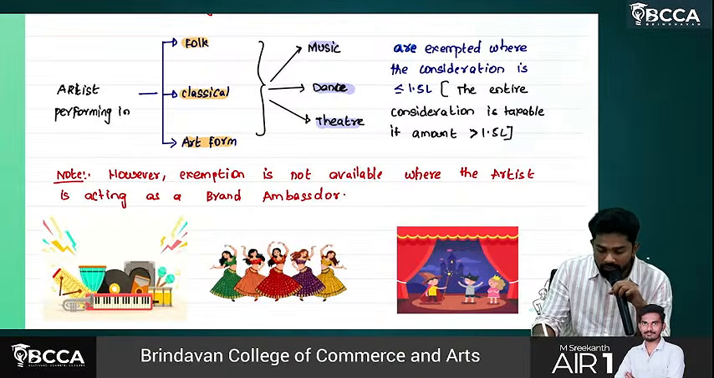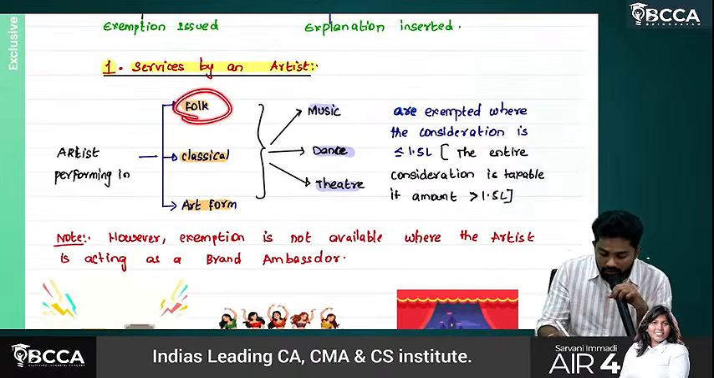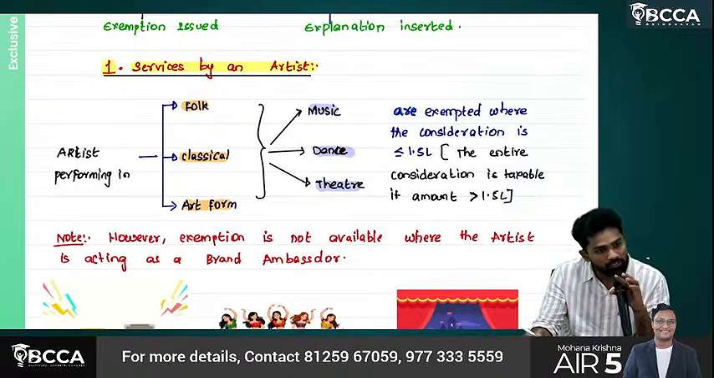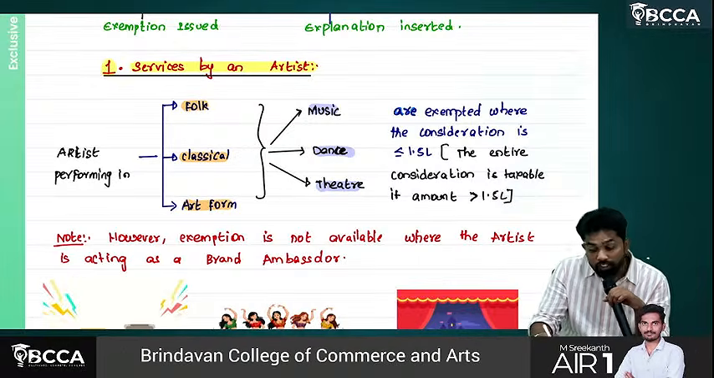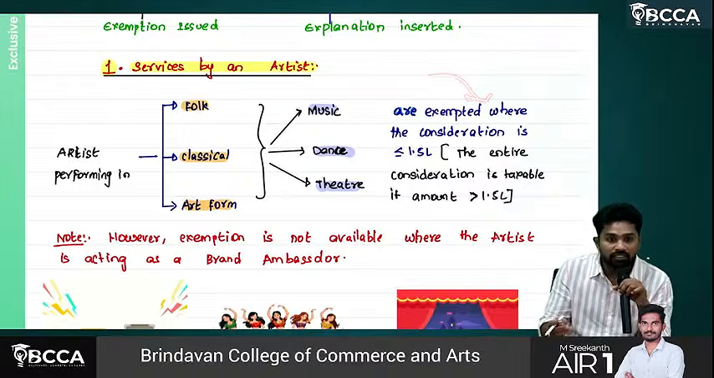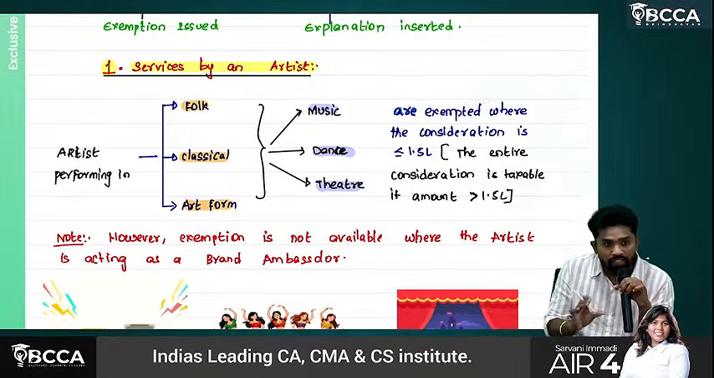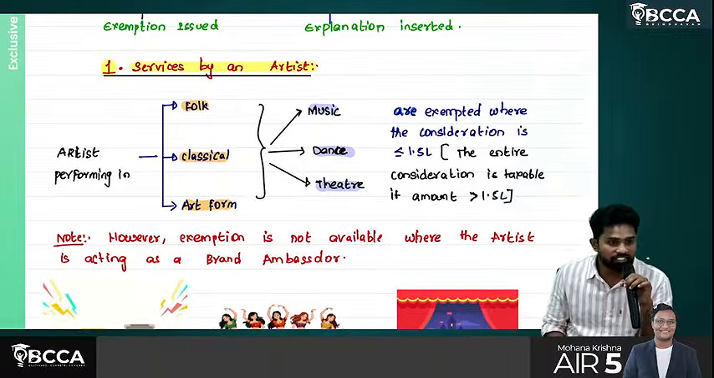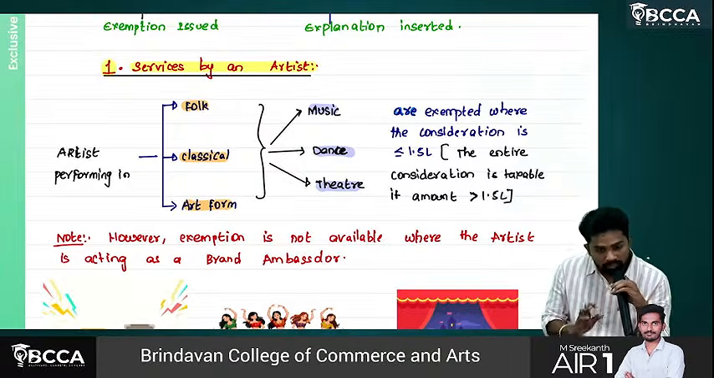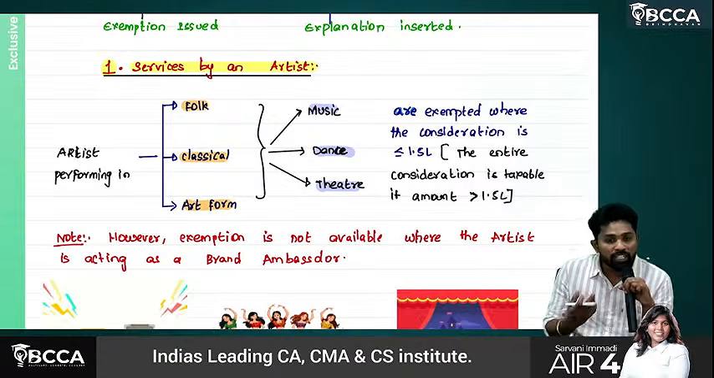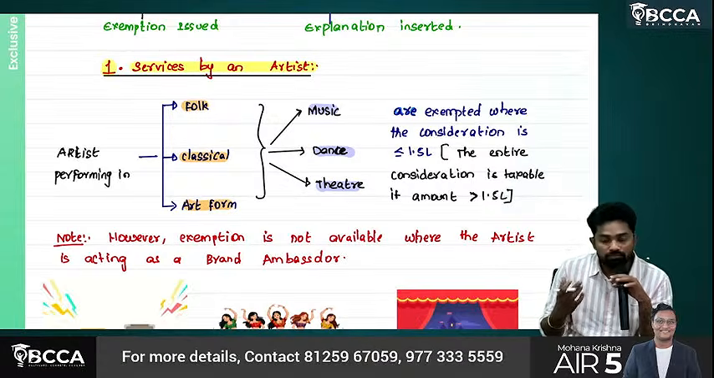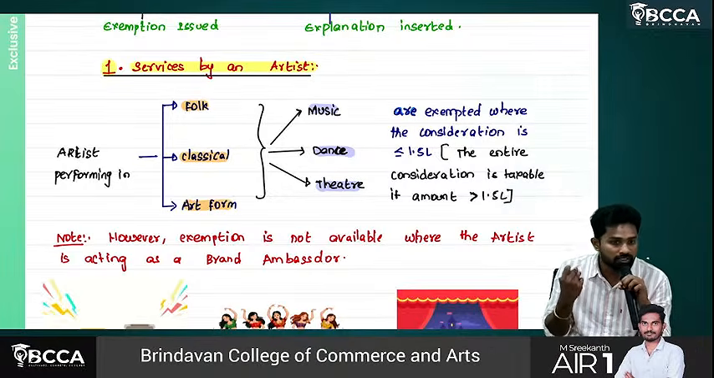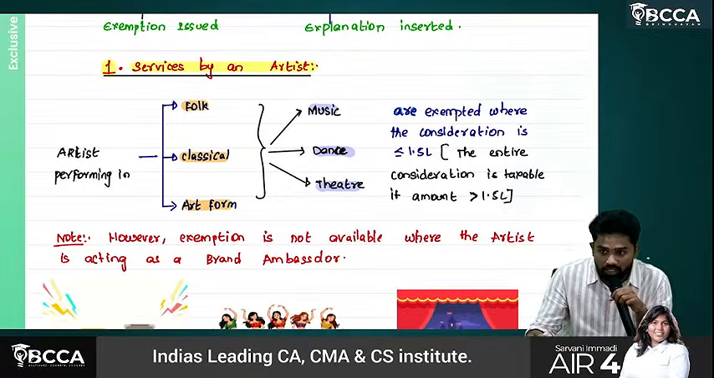Brand ambassador means what? Sir, he or she is like a professional classical dancer. For performing the classical dance, if they earn any remuneration for a show or an event, if it is less than 1,50,000, it is exempted. But with that popularity, if they have been promoting a particular brand, acting as a brand ambassador, then the consideration is not exempted.